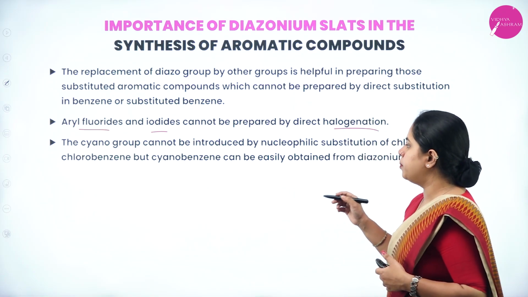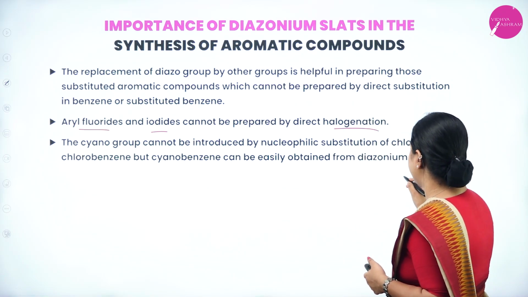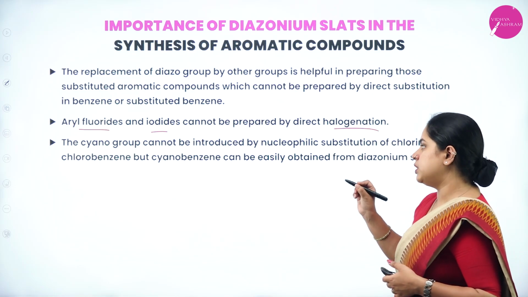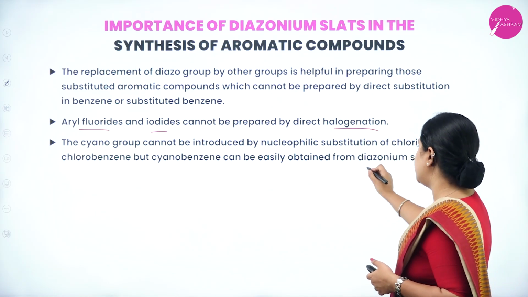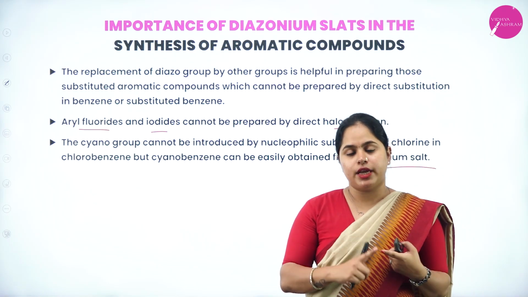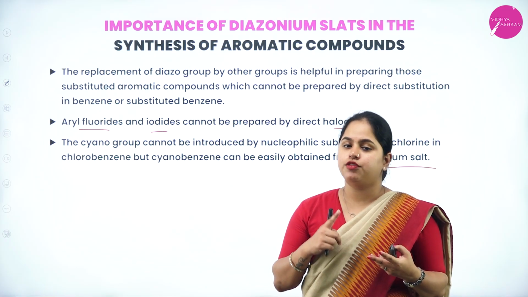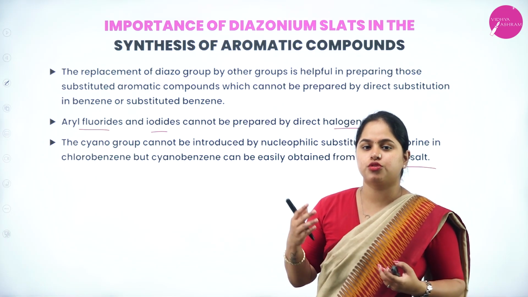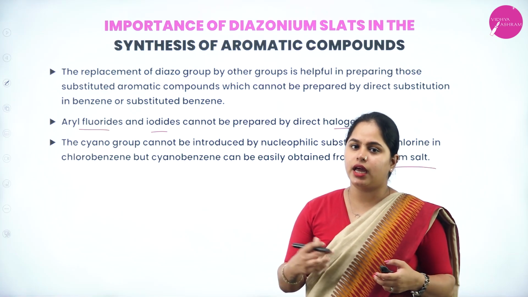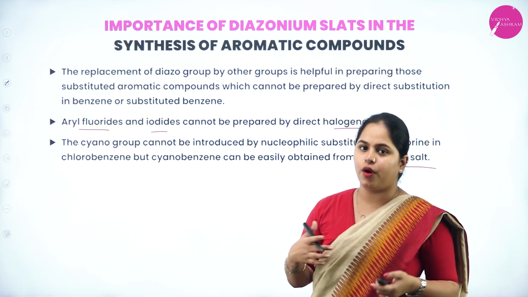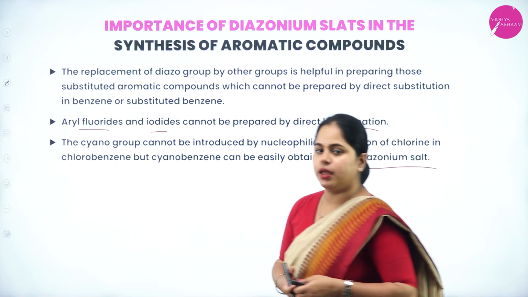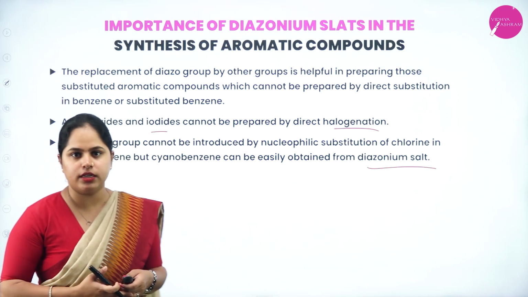The cyano group cannot be introduced by nucleophilic substitution reaction of chlorine in chlorobenzene, but cyanobenzene can be easily obtained from diazonium salt. So cyanobenzene, iodobenzene and fluorobenzene can be easily produced through the benzene diazonium salt rather than direct addition of the cyano group or halogenation. So I hope the importance of benzene diazonium chloride is also clear.